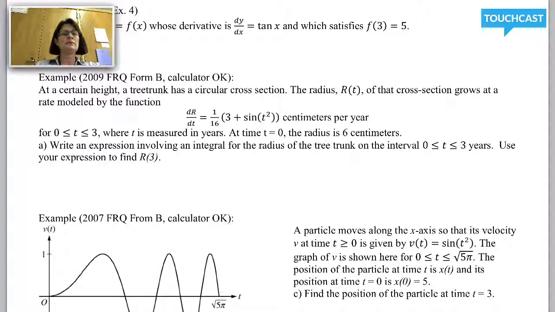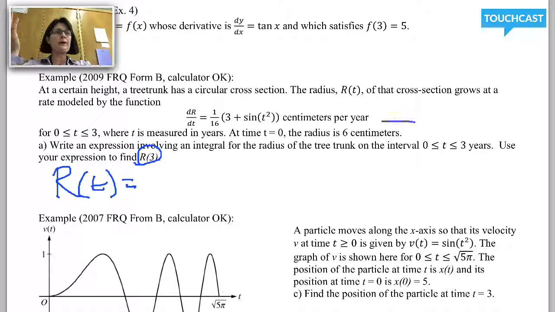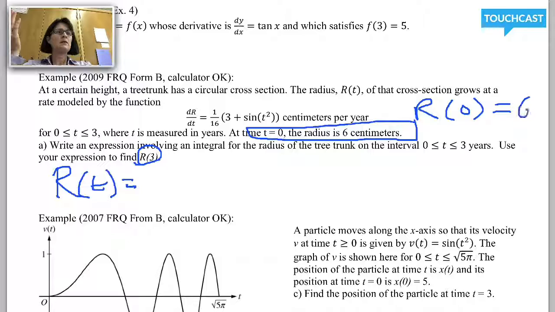So here we go. We're going to haul out what I call the most important example in chapter 5. I need a function for the radius. Look, they've actually already implied that I should call it r. I need r of t. And what do I know about r of t? I know one ordered pair. I know r of 0 should equal 6. And I know r prime of t, or dr dt, is this. Okay, so I need my derivative to be dr dt, so I could write dr dt here.